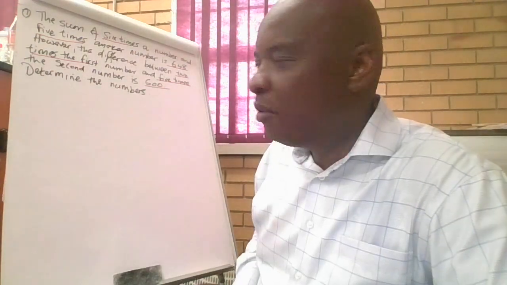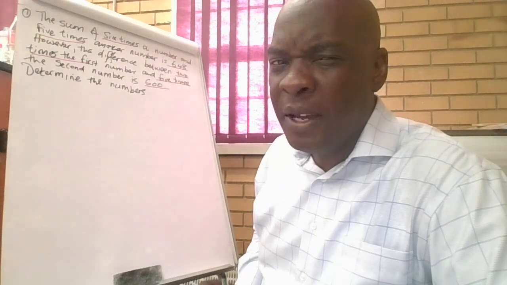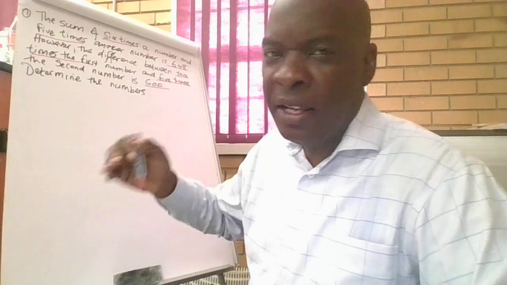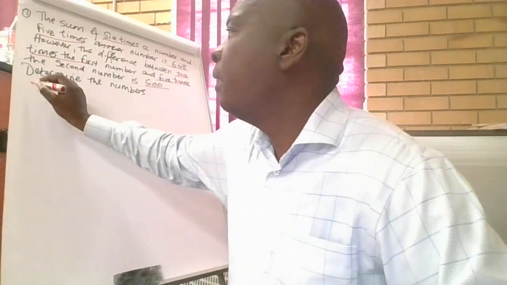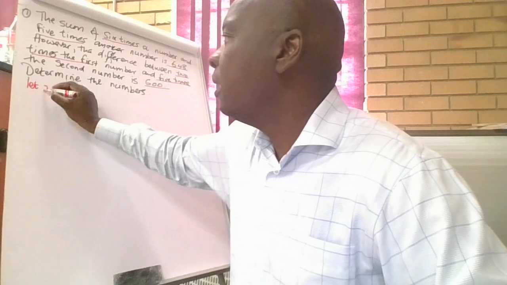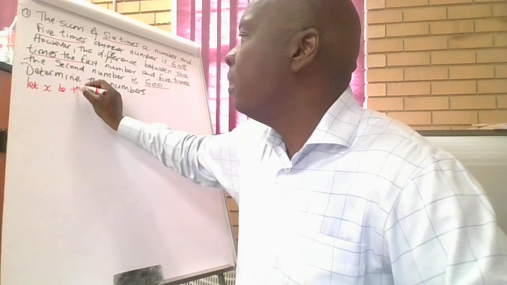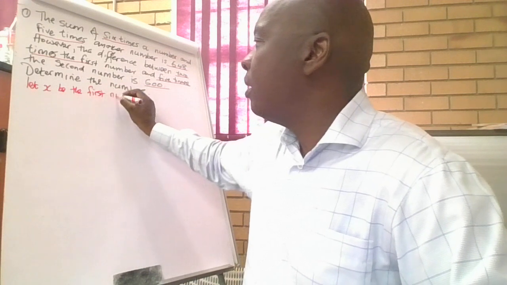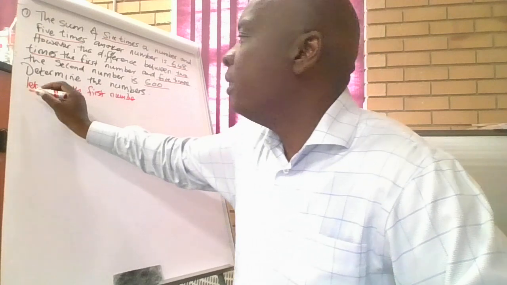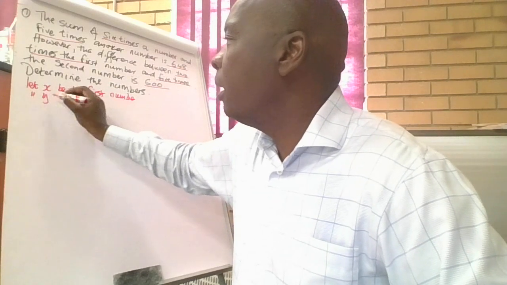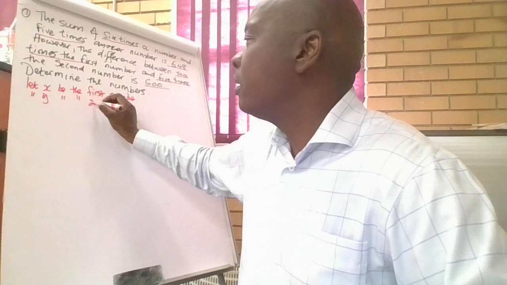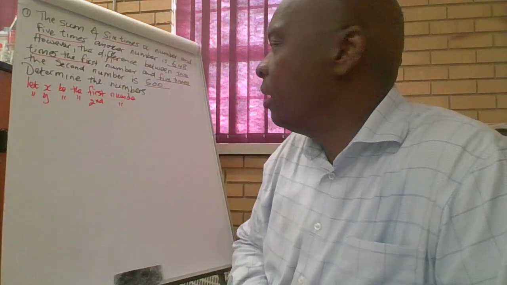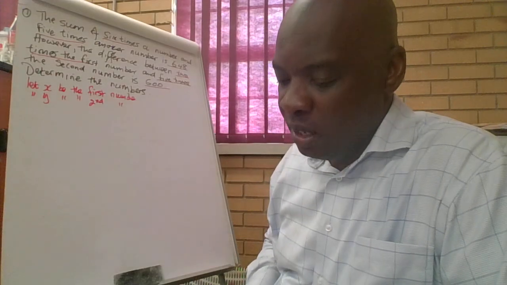So to answer these kinds of questions, the very first thing that you need to do is define the variables that you are going to use. So I'm going to define the variables as follows. Let x be the first number, and let y be the second number. So I have x and y being the two numbers, x being the first number and y being the second number.